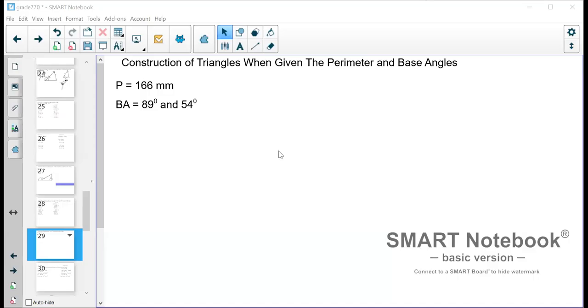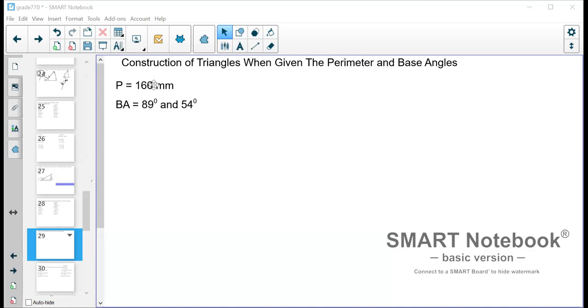Hello students, and welcome to another video where I'll be demonstrating how to construct a triangle, in this case when you are given the perimeter and the base angles. Given that information, we will construct a triangle.